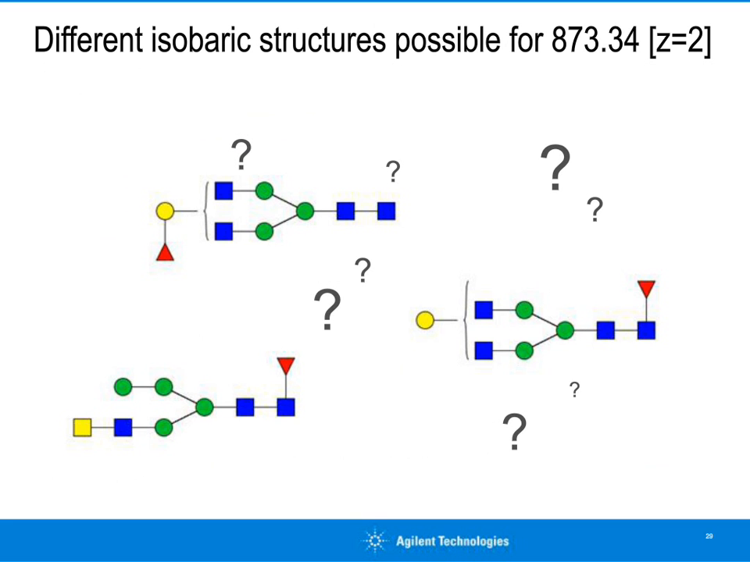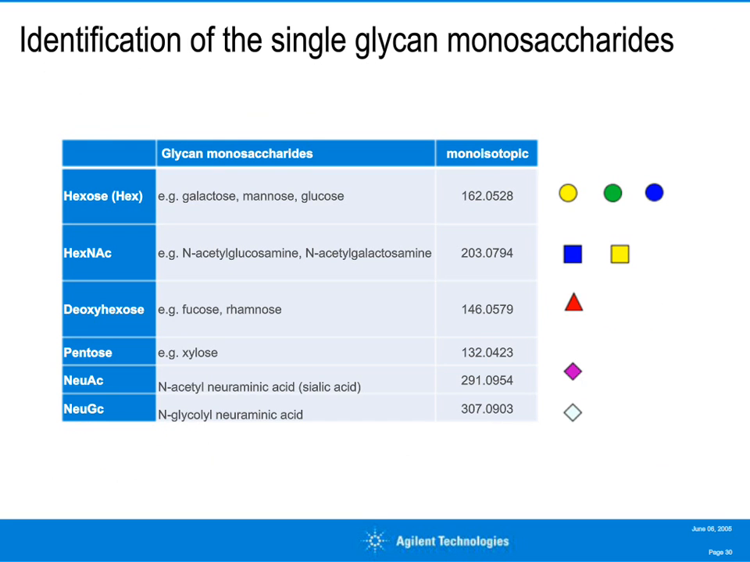How is it possible that all 3 are isobaric masses? The mass of the glycan results from the monosaccharide composition, which is shown here. Several monosaccharides have the same monoisotopic mass, like for example seen for galactose, mannose, or glucose, and also for GlcNAc and GalNAc. This fact leads to several glycan structure possibilities that could have the same mass.